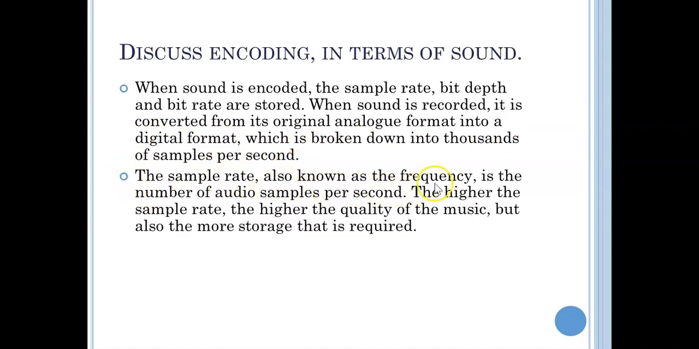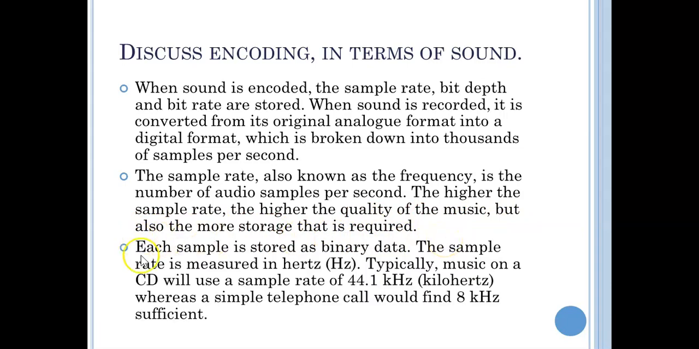The sample rate, also known as the frequency, is the number of audio samples per second. The higher the sample rate, the higher the quality of the music, but also the more storage that is required. Each sample is stored as binary data. The sample rate is measured in hertz, which you can represent by Hz. Typically, music on a CD will use a sample rate of 44.1 kilohertz, whereas a simple telephone call would find 8 kilohertz sufficient.